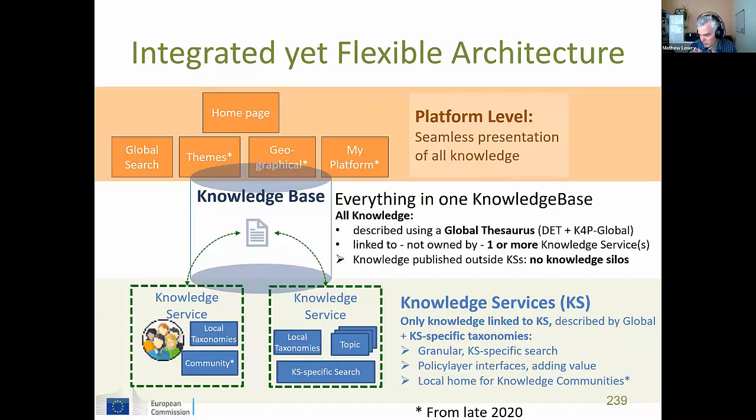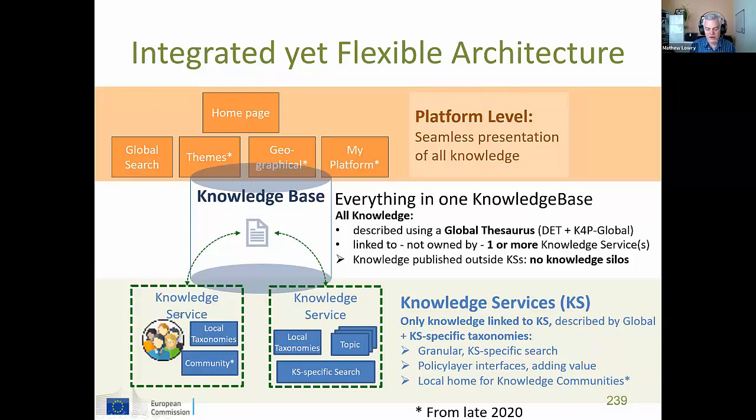And critically, when a piece of knowledge has been linked to a knowledge service, that knowledge service can describe it using a local taxonomy. So when you do a search from within a knowledge service, you're doing a search of a subset of the knowledge base using a much more granular taxonomy. Now, in knowledge management terms, the technical term for this is having your cake and eating it, getting the best of both worlds, because it means that we don't have knowledge silos, but you can have a really, really granular search.